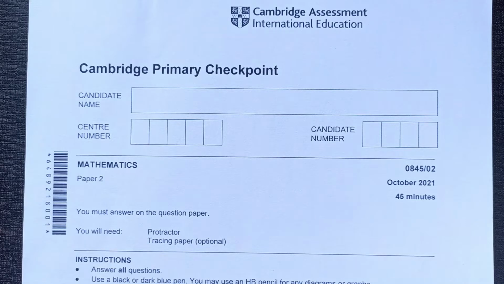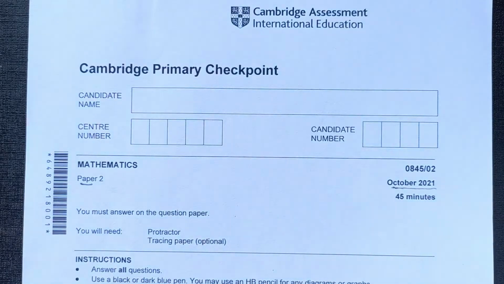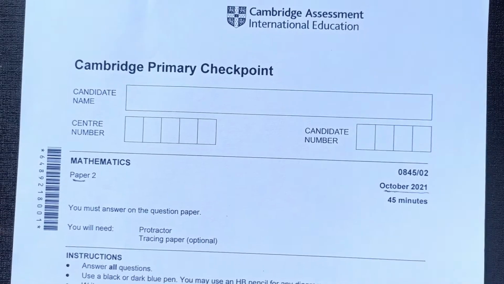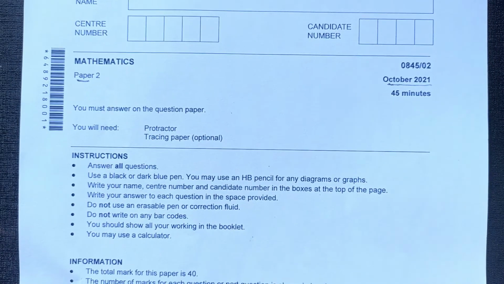This is Cambridge Primary Checkpoint Mathematics Paper 2. This paper is from October 2021. This is a calculator paper. We can use a calculator for that. We will go through all the questions step by step with all the working.